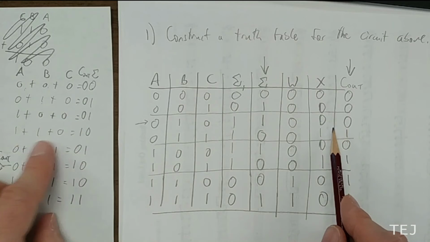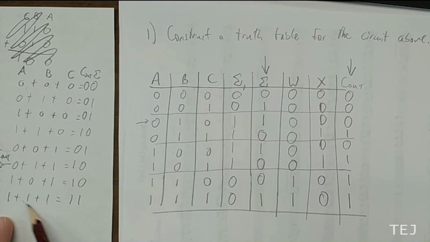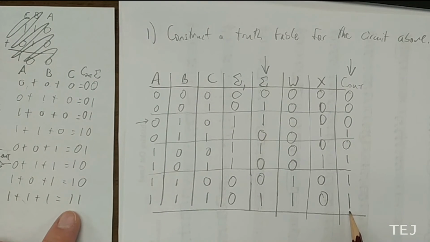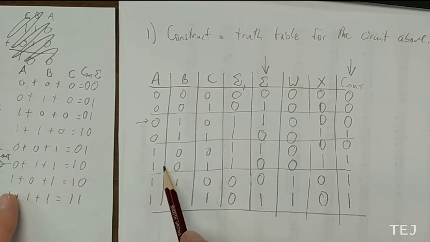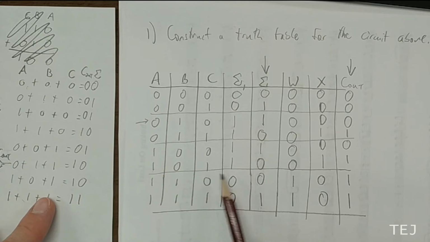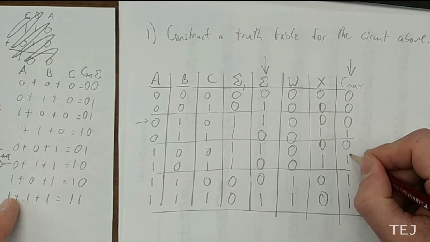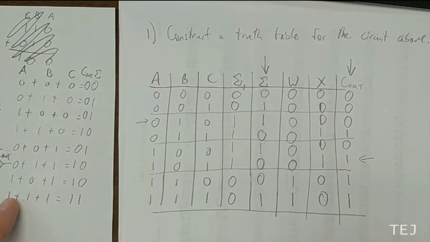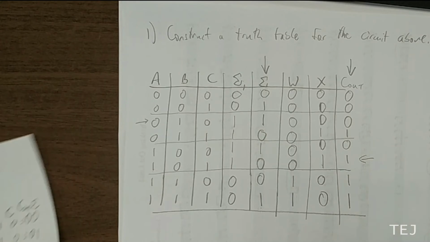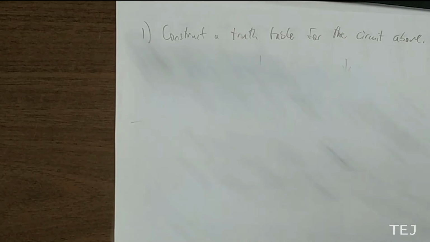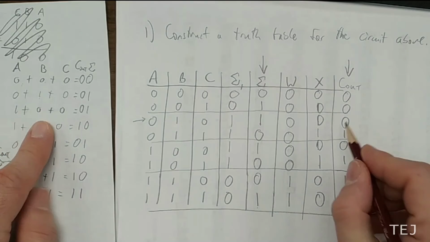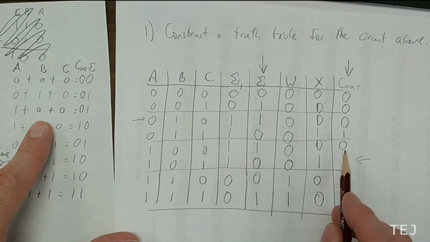So that works out. Let's skip down to here when we have 1, 1, 1. We should get a 1 for sigma and a 1 for C out. And that's good. It looks like this is matching up so far. And you can check any of them, 1 plus 0 plus 1. There's a 1, 1 here. Is that correct? No, this should be a 1, 0. So why? I just want to go back and take a look at why that one is different for C out. Everything else seems to match up fine. 1, 0, 0 goes to 0, 1.